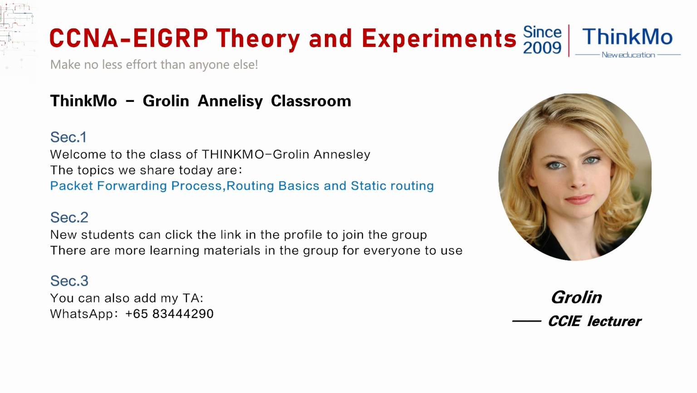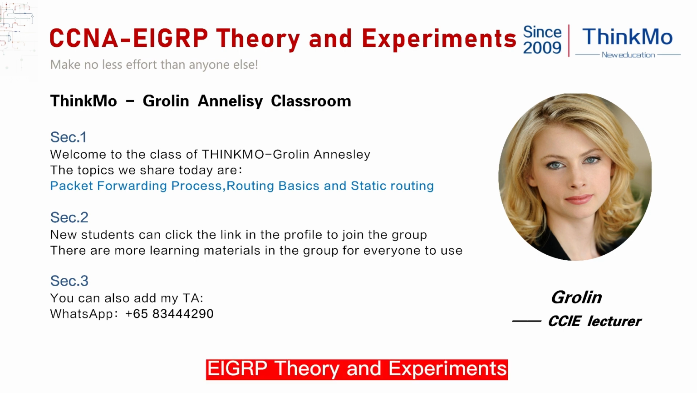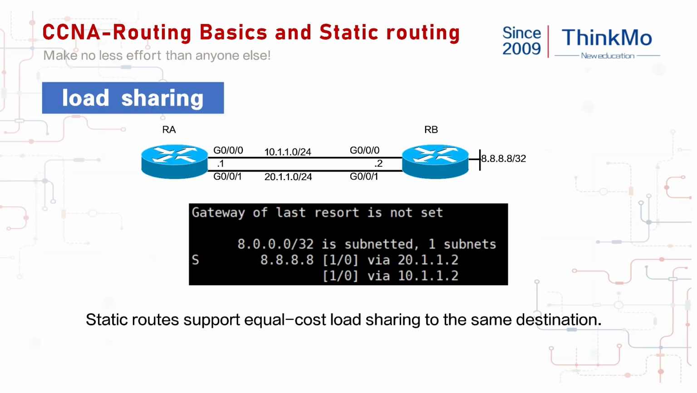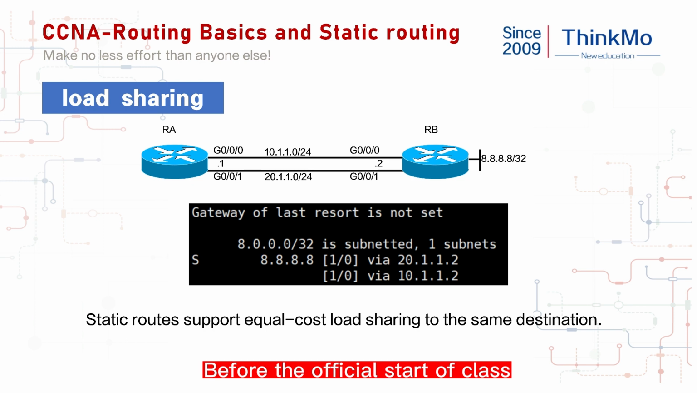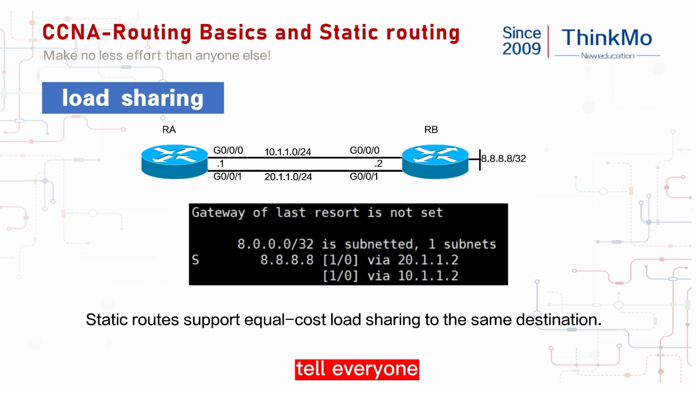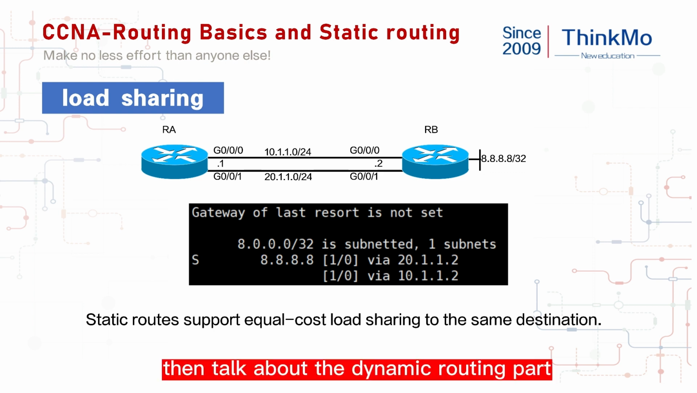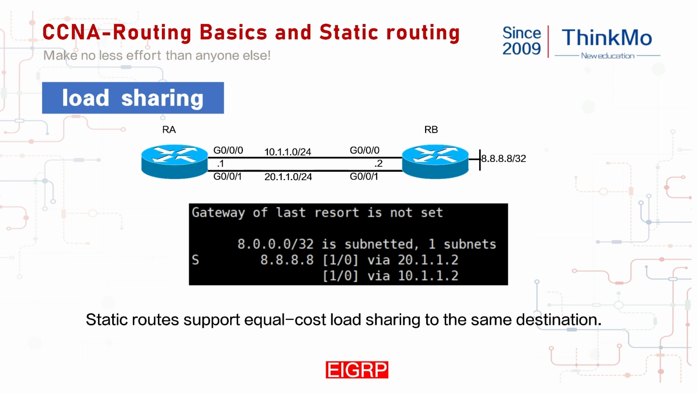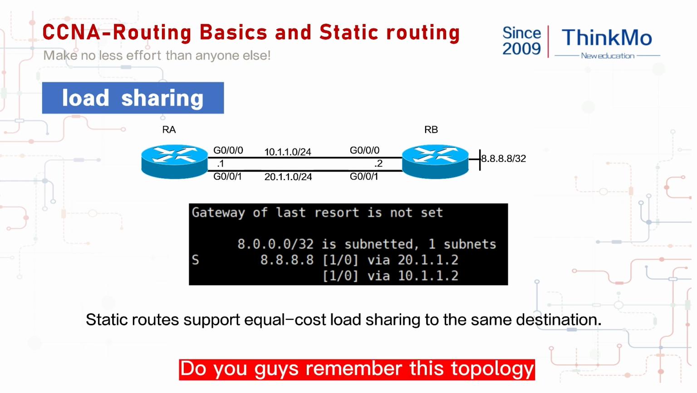5834444290. Today's topic is dynamic routing, EIGRP theory and experiments. Before the official start of class, let me start with the unfinished part of the last lesson about static routing. Then we'll talk about the dynamic routing part and the first dynamic routing protocol. It is also a routing protocol proprietary to Cisco, EIGRP.